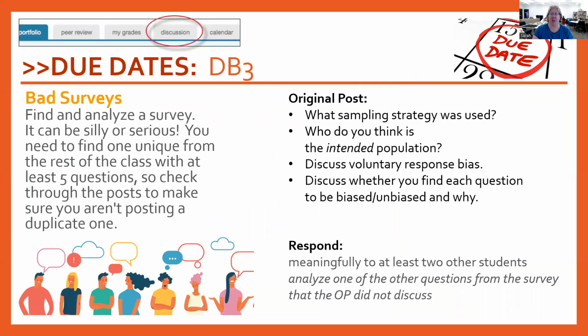So you might have already done this one, but if not, this is on bad surveys. So find and analyze a survey. It can be silly or serious. You need to find one unique for the rest of the class with at least 5 questions. And so the things you're going to talk about are what sampling strategy was used, who do you think is the intended population, talk about the voluntary response bias, and discuss whether you find each question to be biased or unbiased and why.